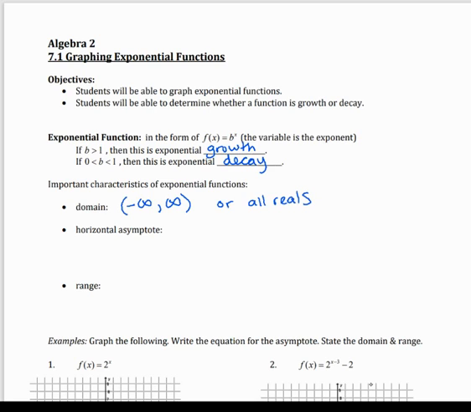Now, exponentials will have horizontal asymptotes. Now, what is an asymptote? An asymptote is a line that a graph approaches but can never cross through. So for exponentials, we have a horizontal line. So it's an imaginary or dotted line that the graph approaches.